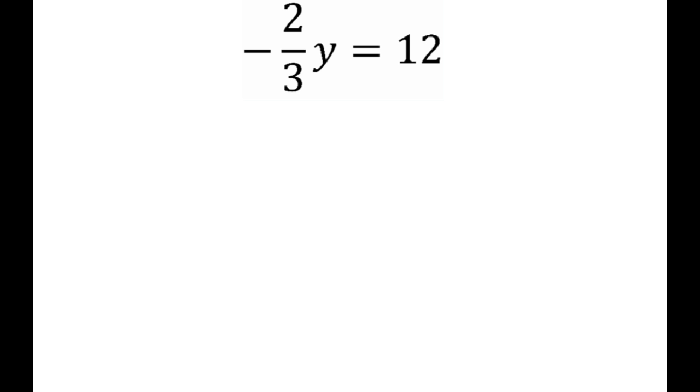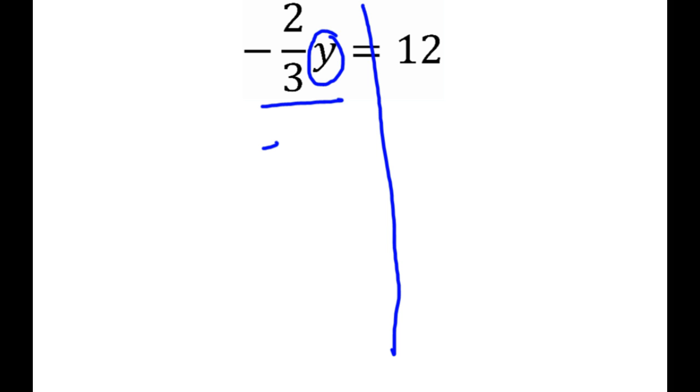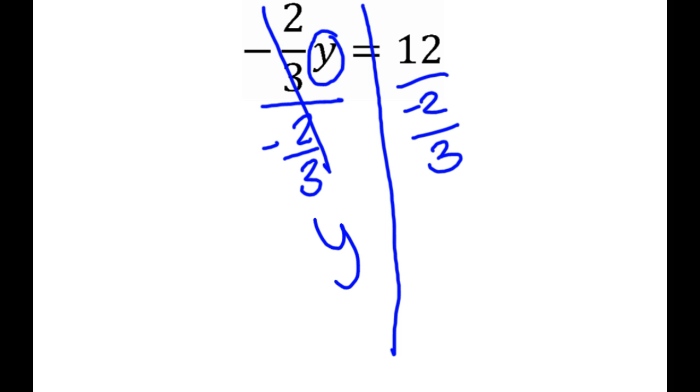Here I have -2/3 y equals 12, so I circle my variable, make a line to show my two sides of the equation. This is multiplication here, so I'm going to use division to divide by -2/3. The -2/3 divided by -2/3 is going to cancel out, so we're left with y equals 12 divided by -2/3.